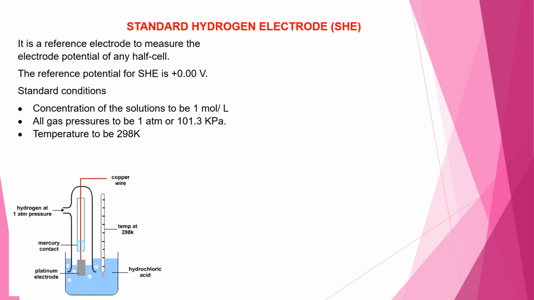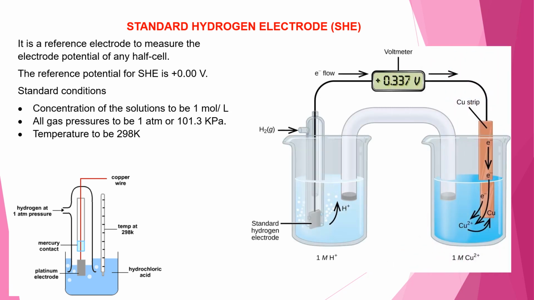So this is how the standard hydrogen electrode looks. Now this standard hydrogen electrode will be connected to the half cell whose electrode potential we are interested in finding. If we connect it to a copper half cell, there will be a flow of electrons, a redox reaction will be carried out here, and the voltmeter reading will tell you the voltage of the half cell for copper. Like I said, the electrode potential for copper is 0.34 volts when you round it off.